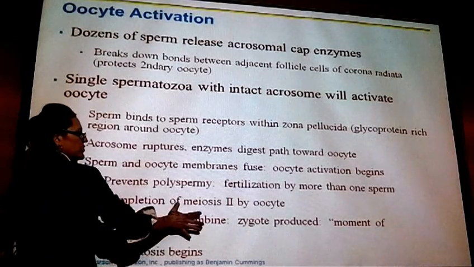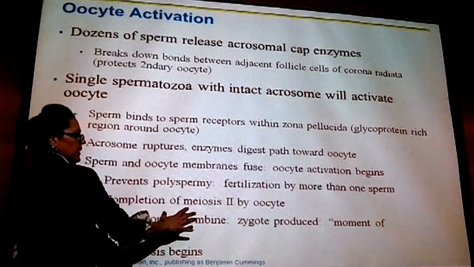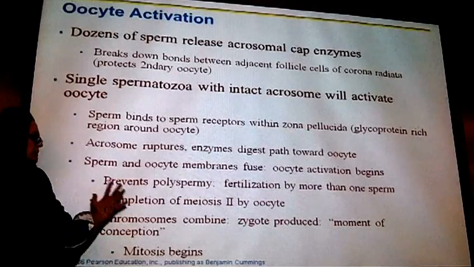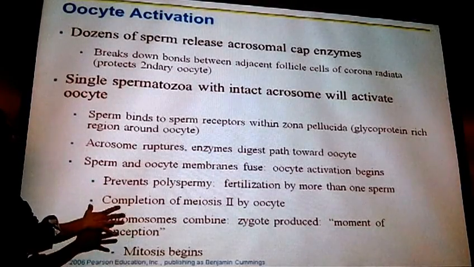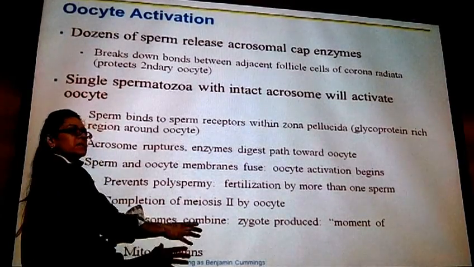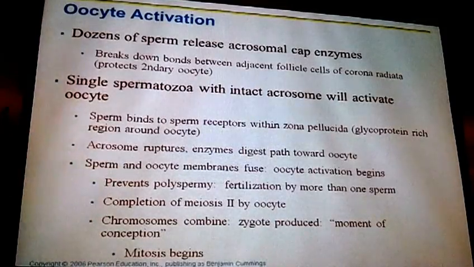So once that oocyte finishes meiosis II, the chromosomes mix, a zygote is formed, and then mitosis begins automatically with that zygote.